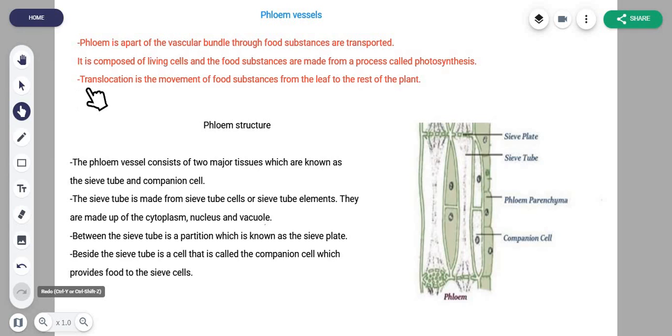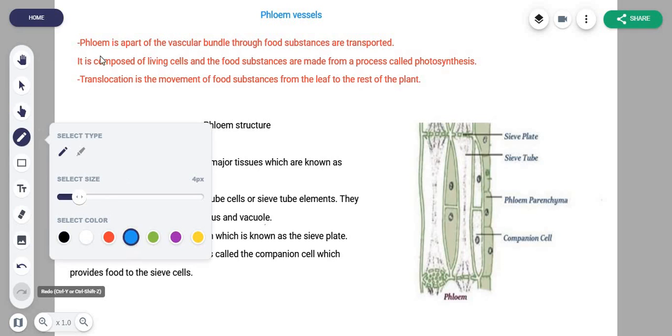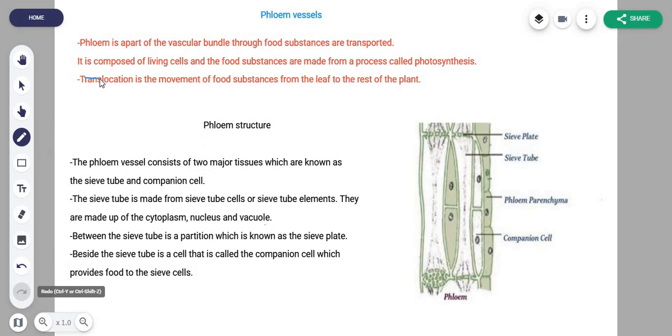Right. Translocation. What is translocation? This is actually quite important, and this will come in a great amount of detail, right? Oops, let me just get the highlighter.